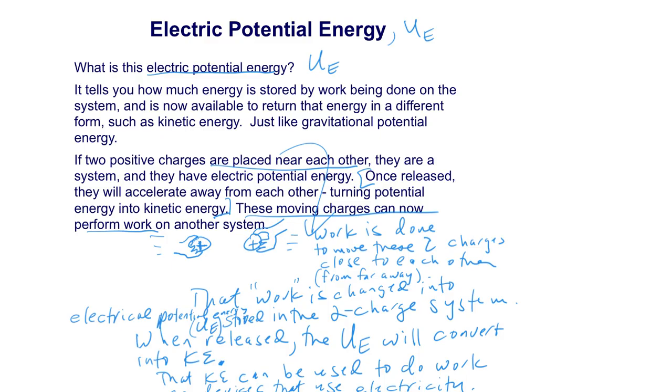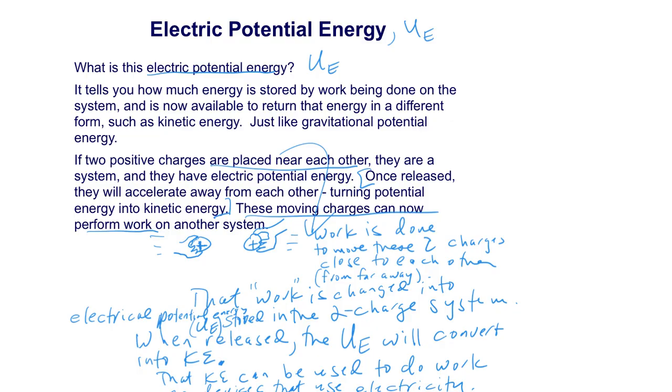Electric potential energy is a little more complicated than gravitational potential energy because charges can attract each other or repel each other depending on their signs. For gravitational potential energy, you only have attraction. Gravitational force is not repulsive, it is always attractive, but electrical forces can be repulsive, pushing away from each other, or attractive. So here's the basic idea.